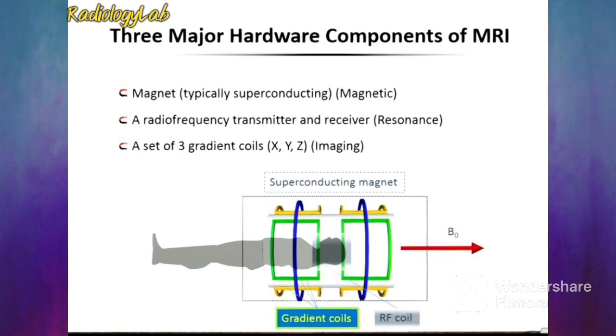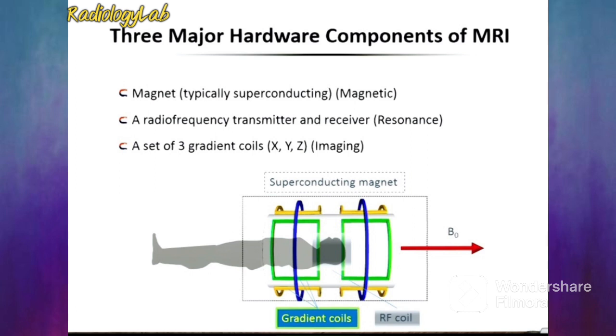Let's talk about the three major hardware components of MRI. The magnet is typically superconducting, which causes the magnetic field. Radio frequency is transmitted and the signal received, which causes resonance. And there is a set of three gradient coils along the x, y, and z directions, which provide spatial information so imaging is possible.